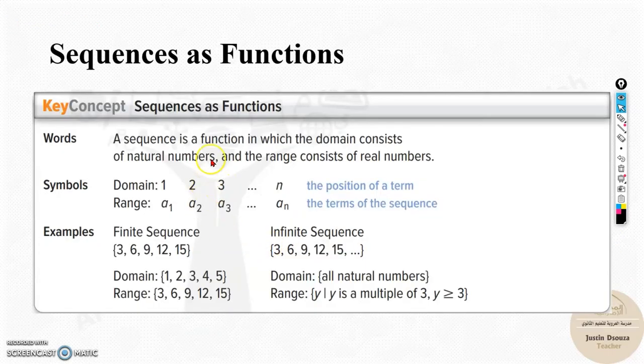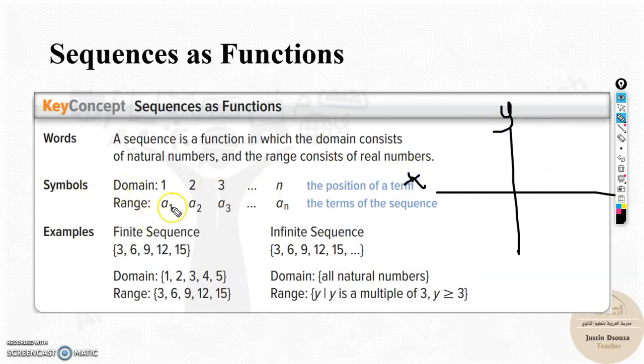Now, over here, sequences as functions. The important thing is that the terms, whichever will be given to us, a1, a2, a3, are always the range. This is very important and crucial. Because if they have asked you to graph, what do you understand by graphing? You need x and y, right? So which is the x values? The x value is the domain. The first term will be 1. The second term is 2. Always, this is standard.